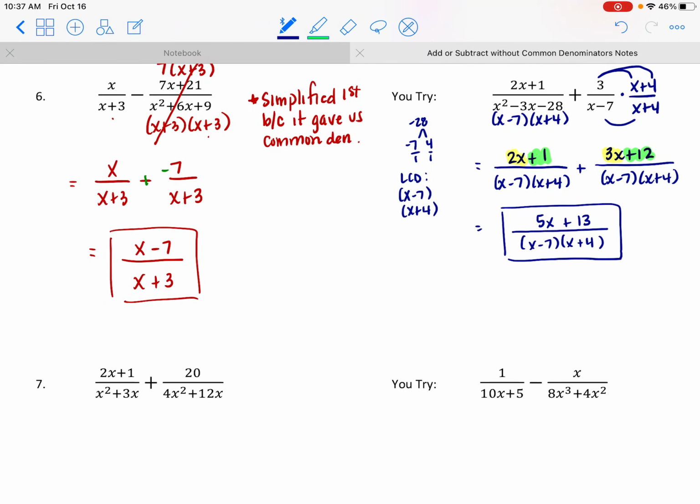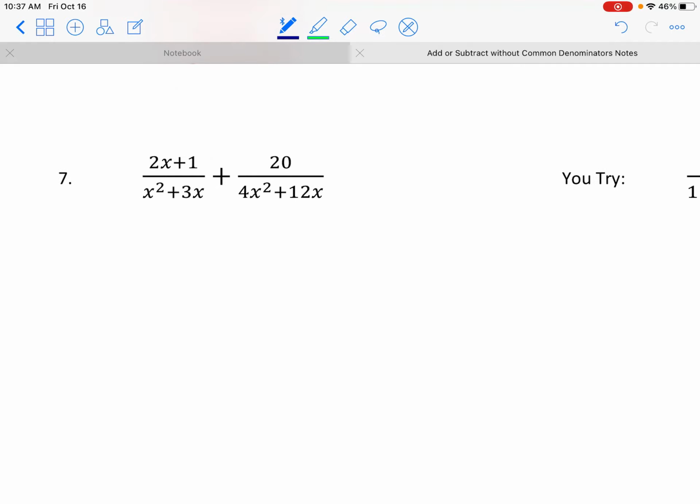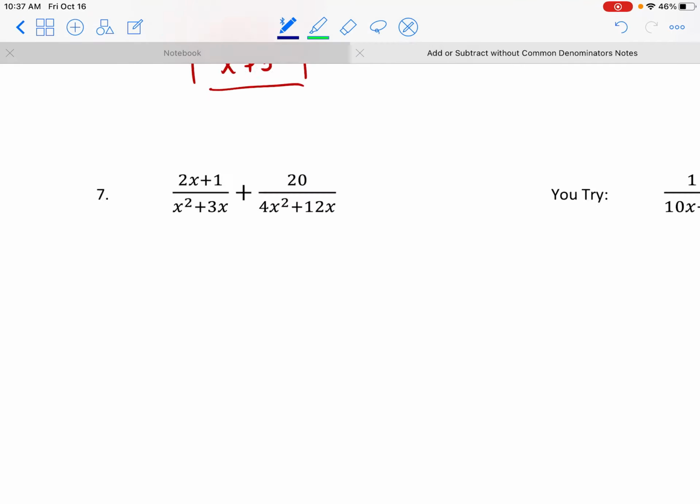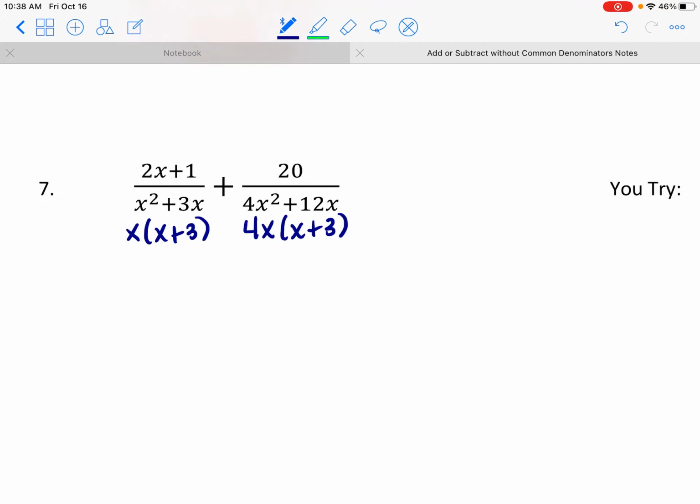A couple more? Yep, just a couple more for good practice, since you have plenty of examples to go by. This denominator is factorable. We can take out a GCF of x, which will leave us an x plus 3. And then the second one, we can take out a 4x, and that's going to leave us an x plus 3.